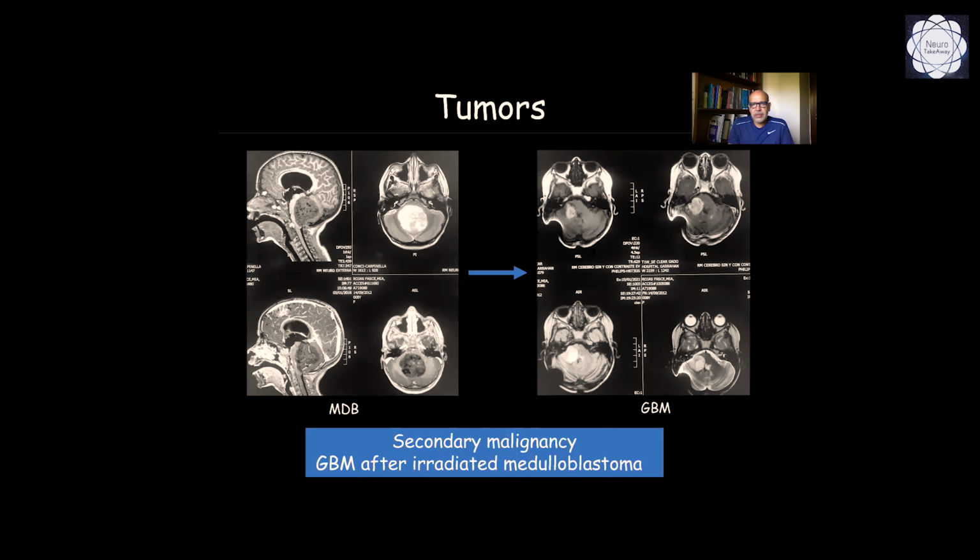Another complication that you can see is the presence of tumors. For example, in this child, who had been treated for medulloblastoma, a typical type 4 medulloblastoma without much enhancement. And here you see years later the presence of another lesion at the right middle cerebral peduncle with enhancement. The biopsy revealed that this was a GBM.